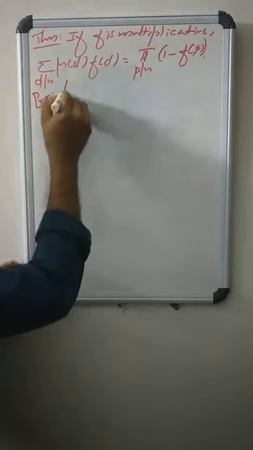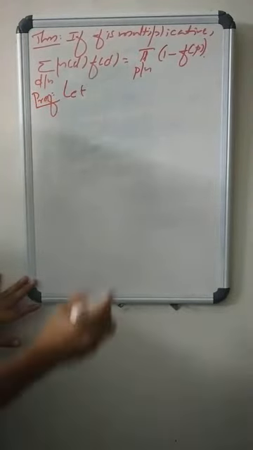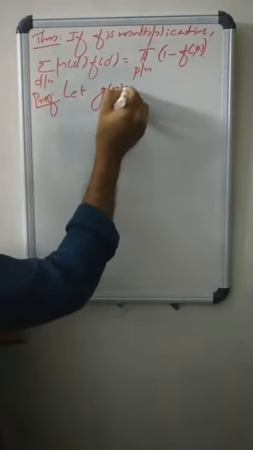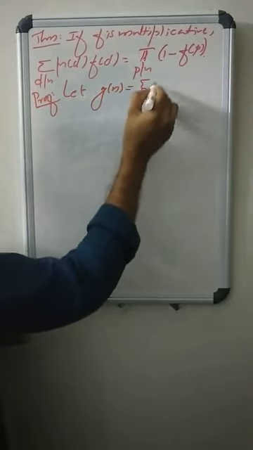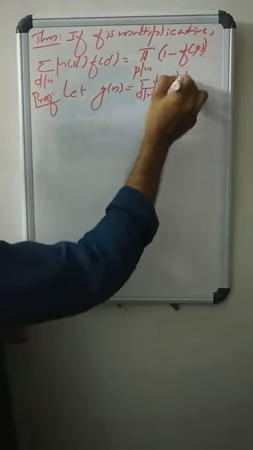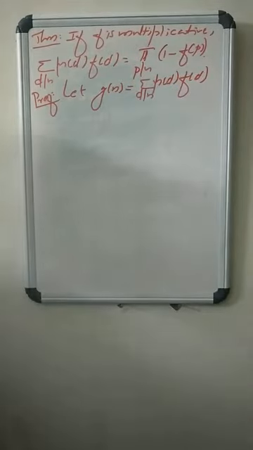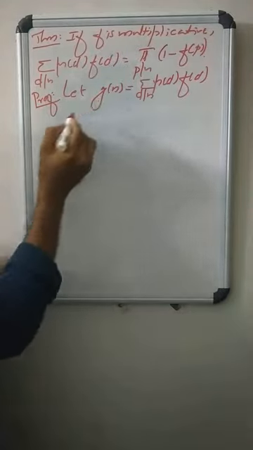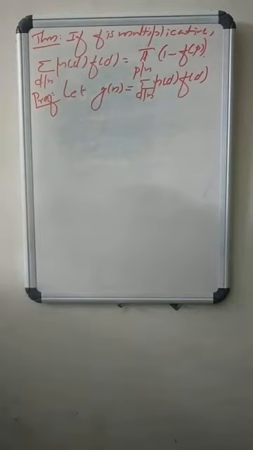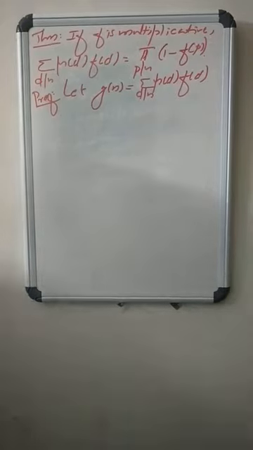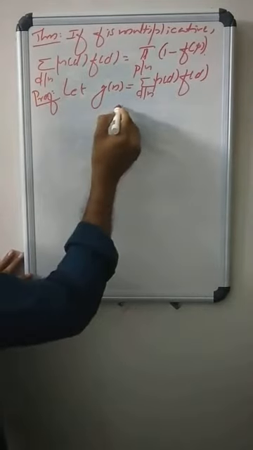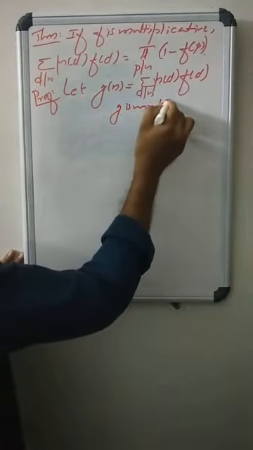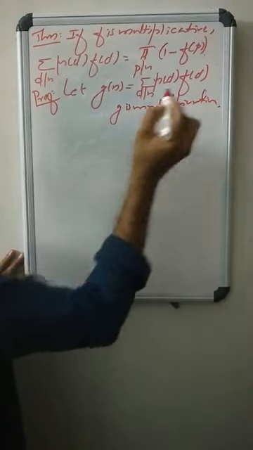Come to the proof. First we define g of n equals the sum over d dividing n of mu of d into f of d. But what is g? Since f is multiplicative, we prove that g is multiplicative. This is the first part.